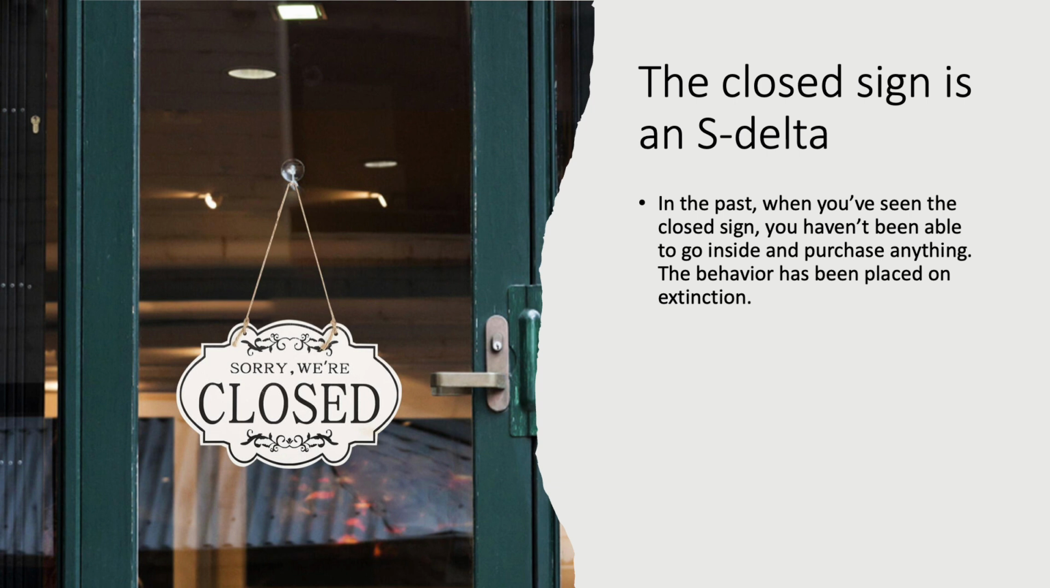So when you see a closed sign and you try to go inside to purchase something in the store, you can try to pull on the handle of the door, you can try to pull on the door, but you're not going to be able to get inside. You will not contact reinforcement. Reinforcement will be withheld. This is an example of you being on an extinction schedule, okay? This is different from the SD in that when you are in the presence of an S delta, you are not likely to engage in behavior in the future, simply because your behavior is going to be placed on extinction.